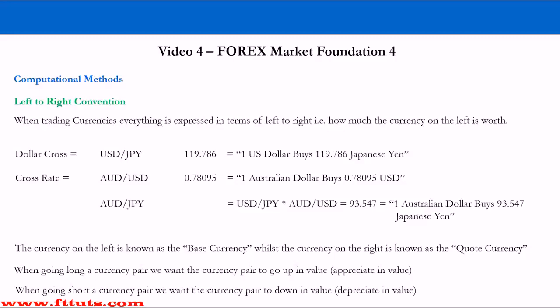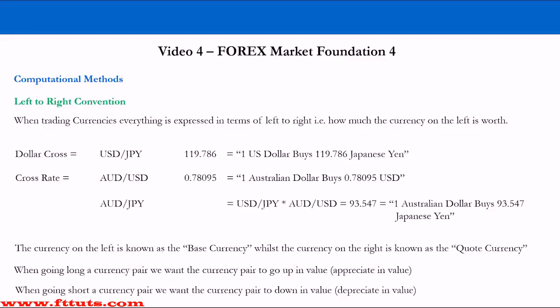The left to right convention: trading currencies, everything is expressed in terms of left to right. So how much the currency on the left is actually worth. If we look at an example here, let's first look at a dollar cross where we have the US dollar against the Japanese yen, and it's quoted as 119.786. This basically means that $1 US, the currency on the left, buys 119.786 Japanese yen, the currency on the right. So when you see a quote, the currency on the left is quoted as 1 unit buying the units on the right.